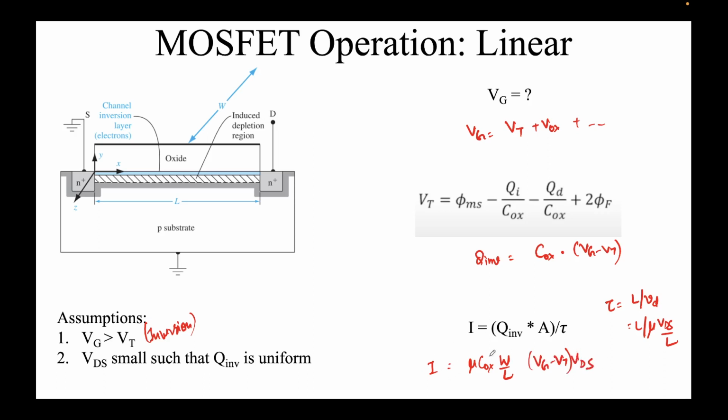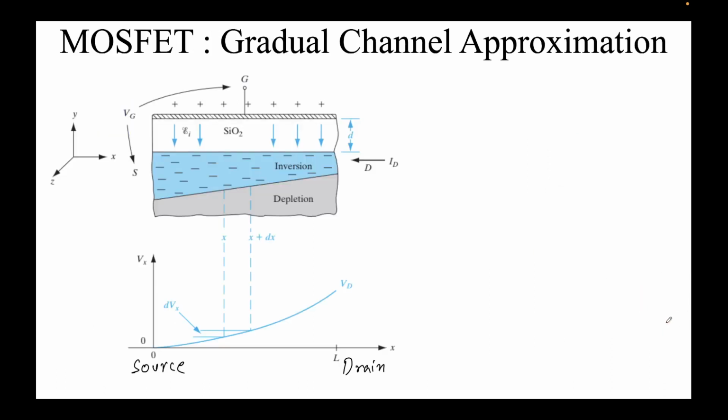This is the current that we got, and this is true for short as well as long channel. So till here the story is the same. The reason for that is that VDS is small enough, right? Now I'll just go through the long channel. This part is true for a long channel.